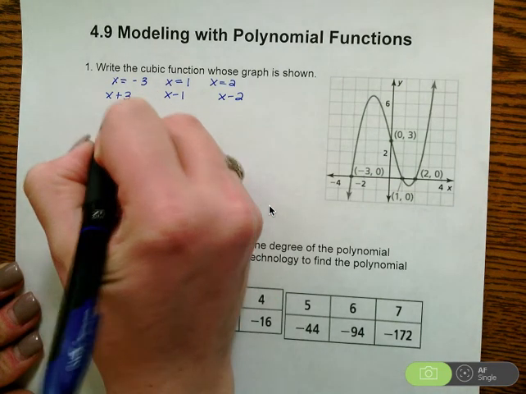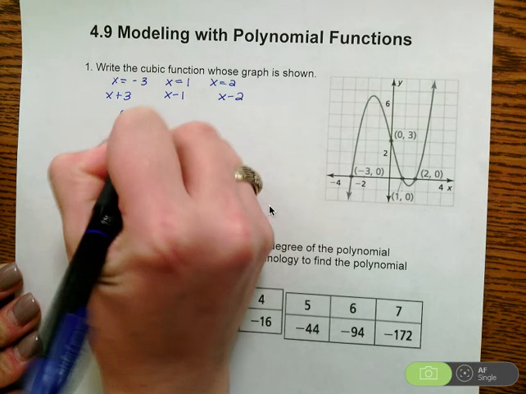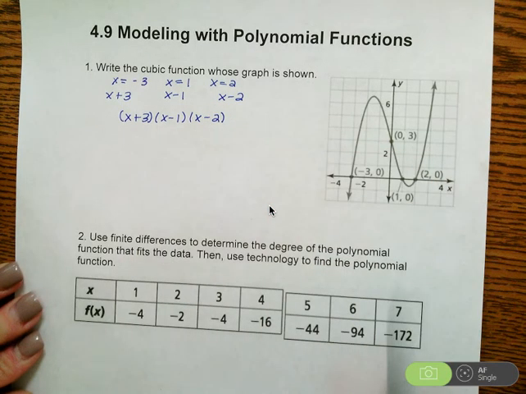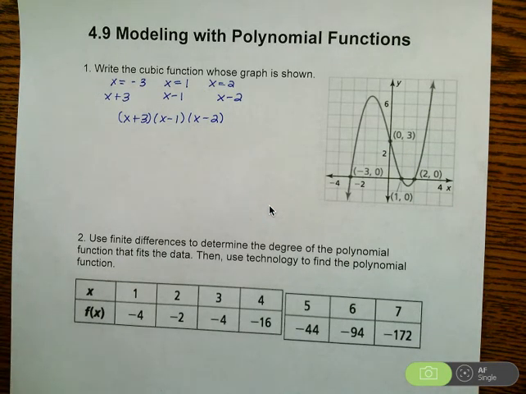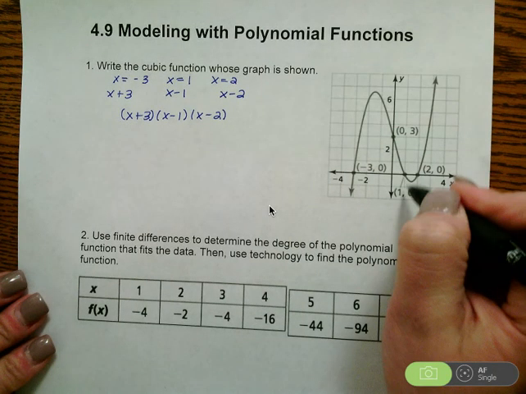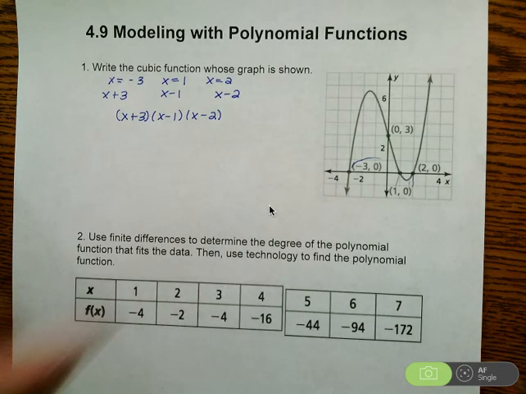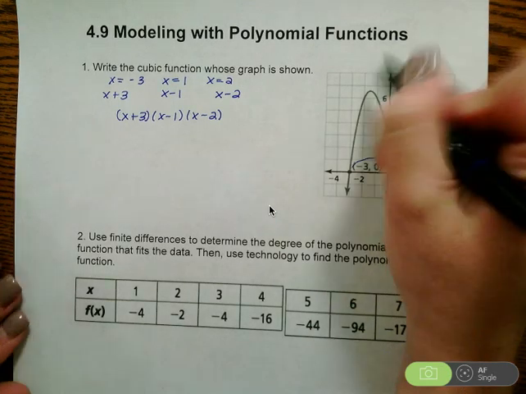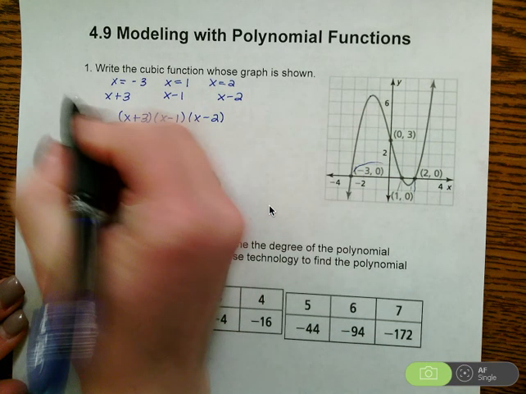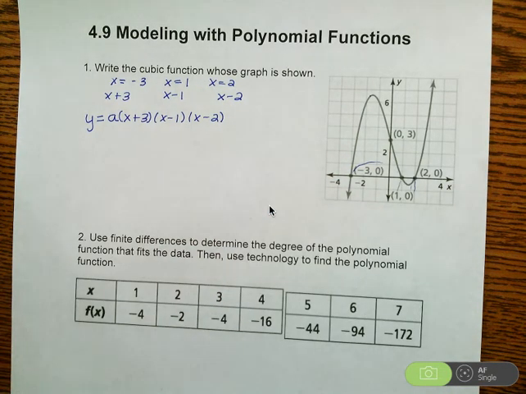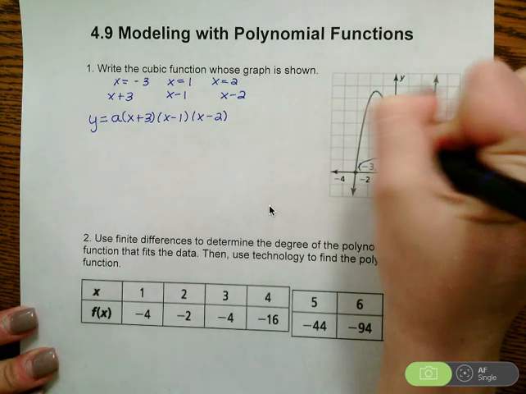So we can set up an equation that looks like x plus 3 times x minus 1 times x minus 2. But we don't really know what the stretch or shrink factor is here. For all we know, this graph could dip really low here or only go up that way. So we have to specify that we have a certain minimum and maximum, and we do that by putting an a value on the outside. Now our goal is to figure out what that a value is, and we do that by using this extra point that they gave us.